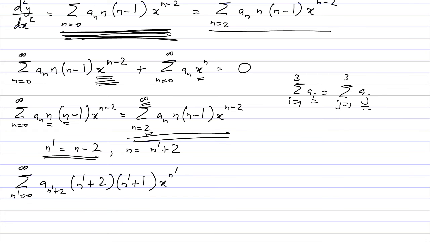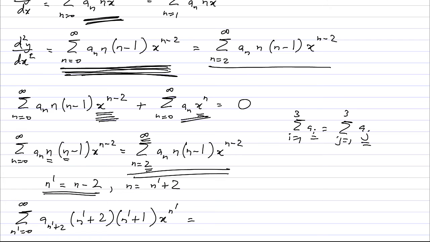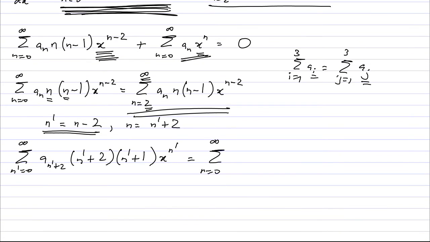But now since n prime is a dummy variable, I might as well just call it anything. I've massaged the sum into a form that I want, because I want the form to be containing x raised to power n. So I might as well just call it n again. So this is just a_(n+2), (n+2), (n+1), x raised to power n. Effectively, I just remove the prime.